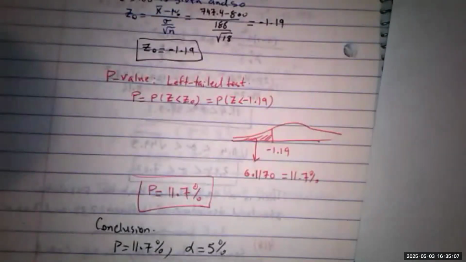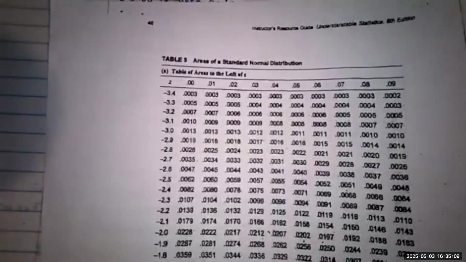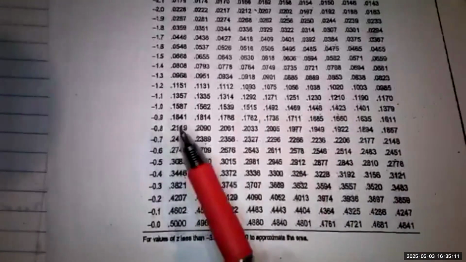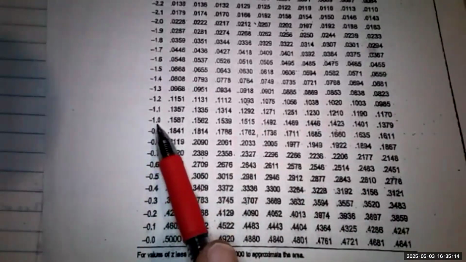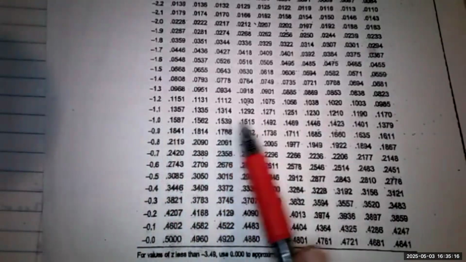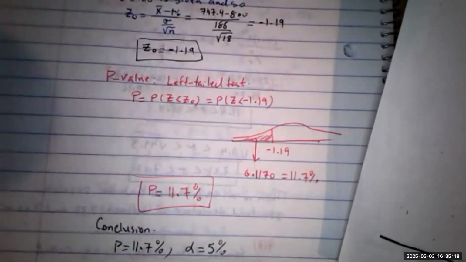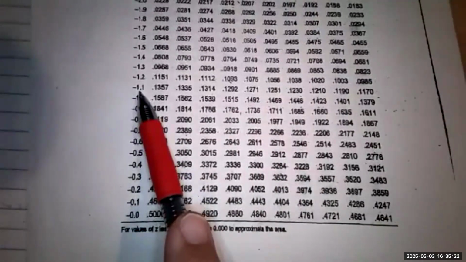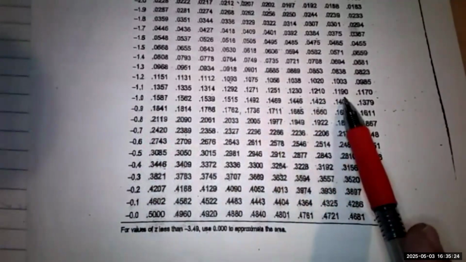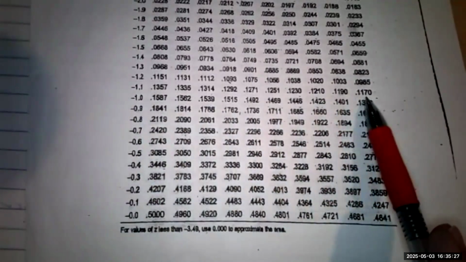Remember, you want it's negative 1.19, just exactly the area to the left. You see that's a negative 1.19. Okay, we go with the 0.1, then the 9. You see the 9 would be this last one.